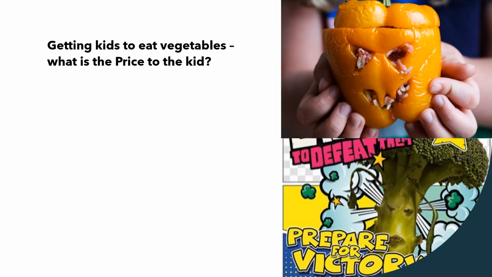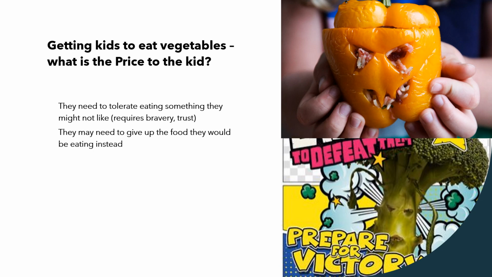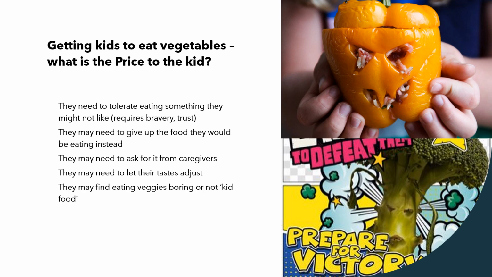Okay, and here's the tricky part. How do we apply price? So what is the price to the kid to eat vegetables? Well, first of all, they need to tolerate eating something. So this requires bravery, and this requires trust of the people that are feeding them vegetables. If they fill up on vegetables, that means they may not be able to eat other foods that they like eating. So they may have to give up some of the food that they would have been eating instead to make room for those vegetables.